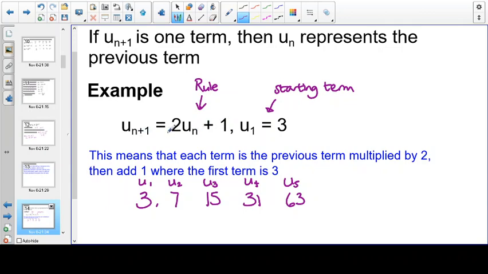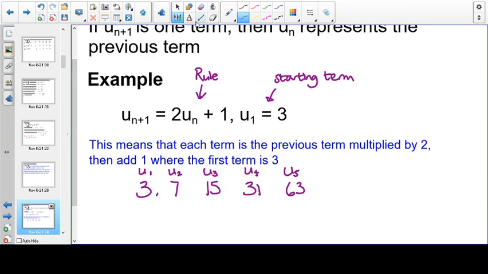Don't get too bogged down with this notation, just know that it's a term and the previous term. Okay, and you can see this is not a linear sequence, it's going up by 4, then by 8, then by 16. It's not a quadratic sequence either, it's a funny one. So it would be very difficult to find an nth term for this sequence, therefore we write down the rule as a term-to-term rule, or in other words, a recurrence relation.